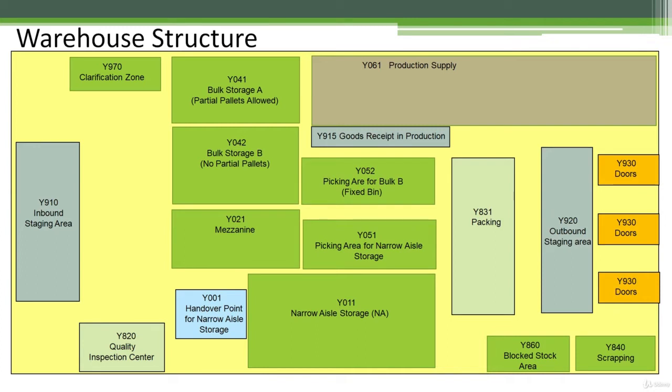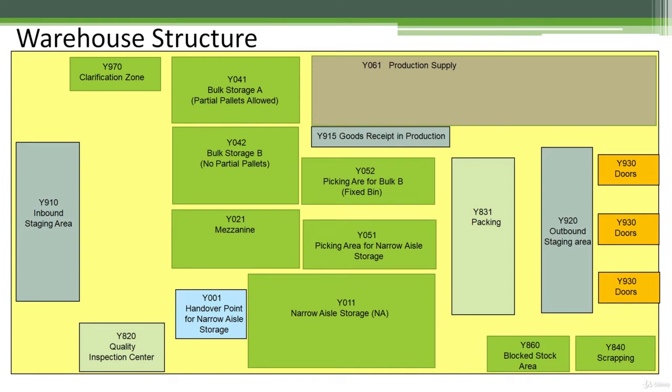After unloading in the staging area and the quality inspection area, we would then place the products into the warehouse storage types. It can be Y041, which is bulk storage A. Y042 is bulk storage B. We can store the parts into a mezzanine kind of storage, which is Y021, or we can store them in a very dense aisle structure of narrow aisle storage. So if we are planning to store the products into the aisle storage, we would receive them via an intermediate storage type, which is Y001, called the handover point for narrow aisle storage.